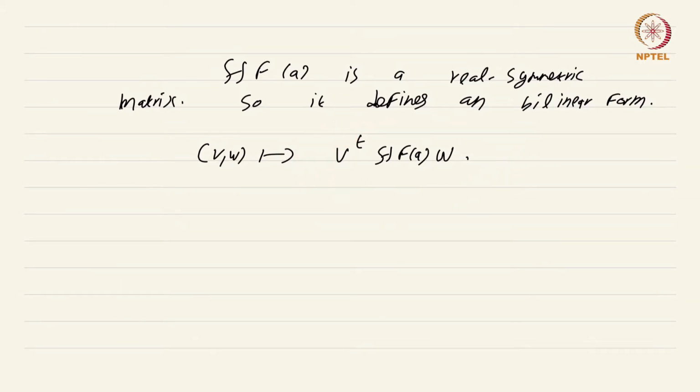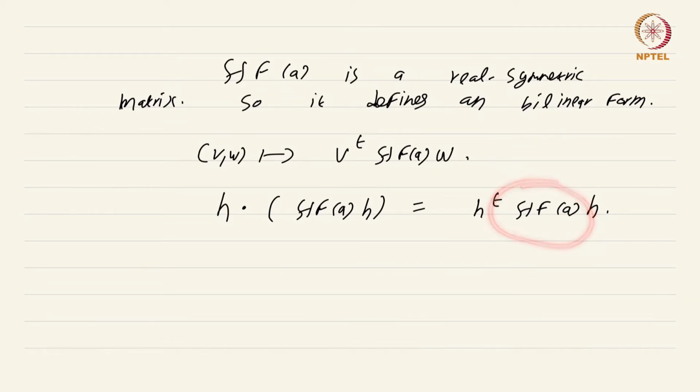So the term that we are interested in, H dot product HFA acting on H, this silly term is actually nothing but H transpose HFAH. So this is just taking the bilinear form HH, where the bilinear form is the bilinear form determined by this real symmetric matrix, the Hessian. Okay, so there is a name for this. It's called a quadratic form. I hope you're familiar with it.